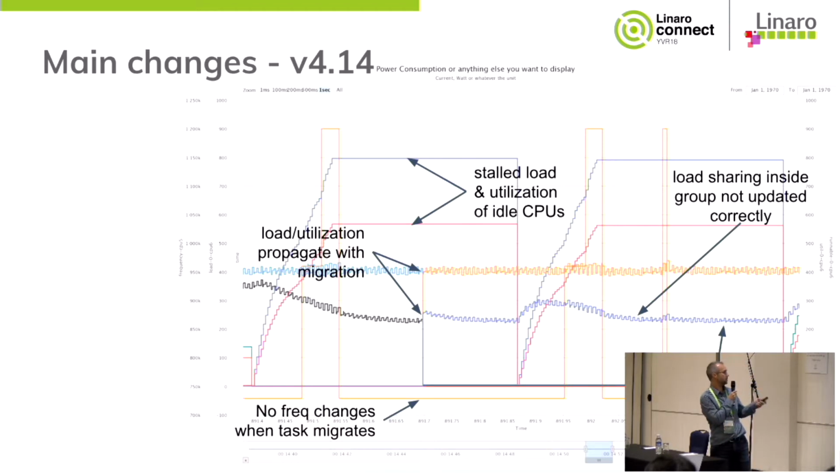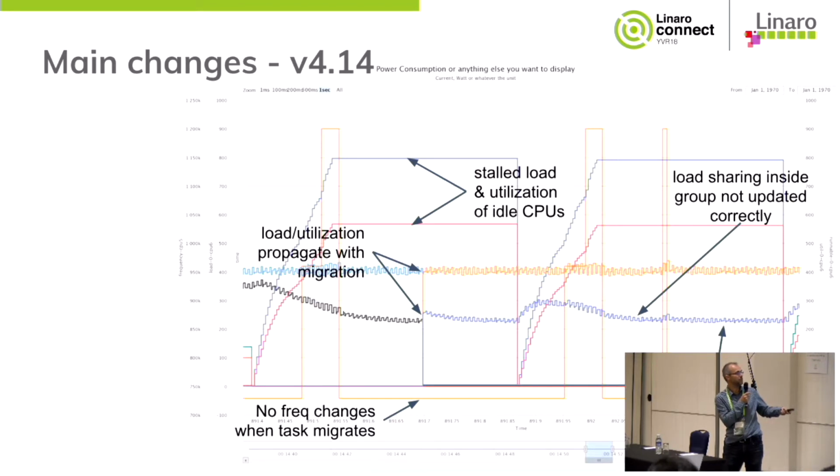Which means that in 4.14, we redid the same kind of test to see what was still missing. You can see that we still have the stalled utilization value for idle CPU, which means that they are still seen as big tasks, big CPU or EV CPU. Now we have the migration of the utilization and the load between CPUs, which means there is no more frequency change when we are migrating. We still have a problem in the sense that the frequency is increasing, and when we are idle for a long time, we go back to low frequency and increase again.